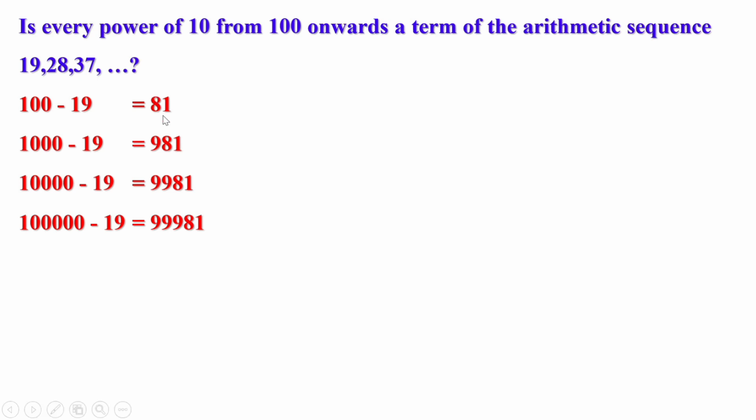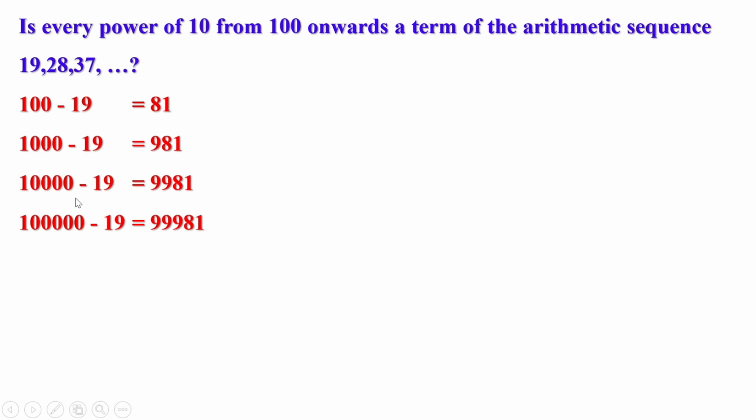Now the differences form a sequence: 81, 981, 9981, 99981. If you take the next difference, what will it be? Four 9s and 81, right? More clearly, when we find the difference between 10 square and 19, in the difference there are 2 digits, and the 2 digits are 8 and 1. Now when you take 10 cube minus 19, in the difference there are 3 digits. The last 2 digits are 8, 1, and one more digit, that is 9.